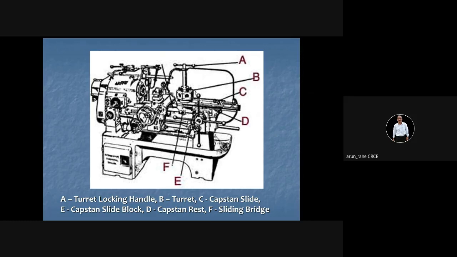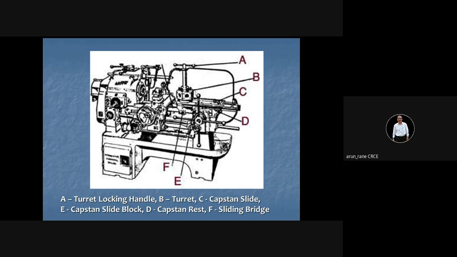So in a turret lathe, the turret moves longitudinally. In case of a capstan lathe, the turret is mounted on an auxiliary slide, and the auxiliary slide is mounted on the main slide or on the main guideway. So this is the difference between capstan and turret. In capstan there is an auxiliary slide, in turret there is no auxiliary slide.